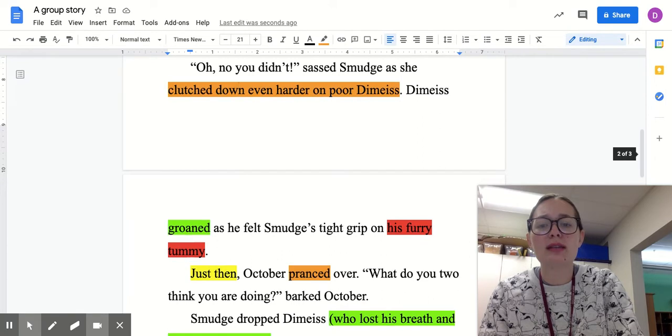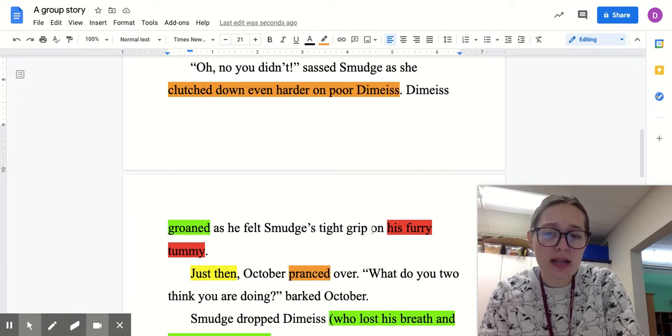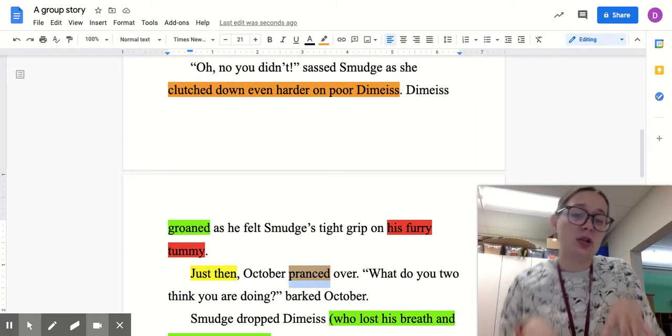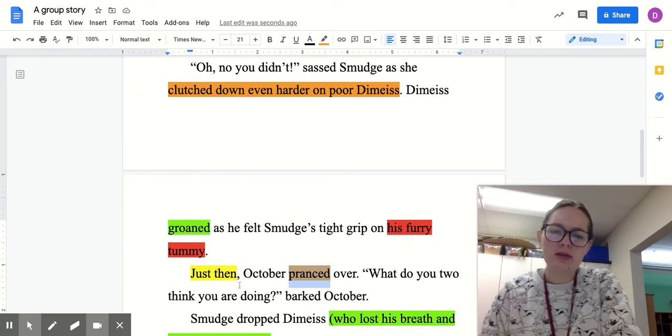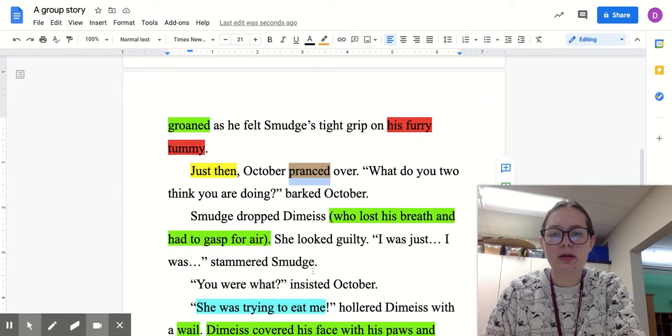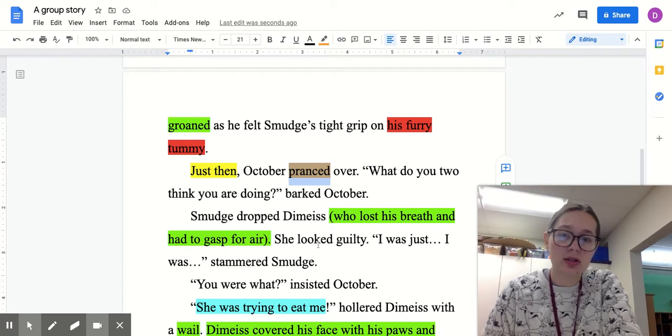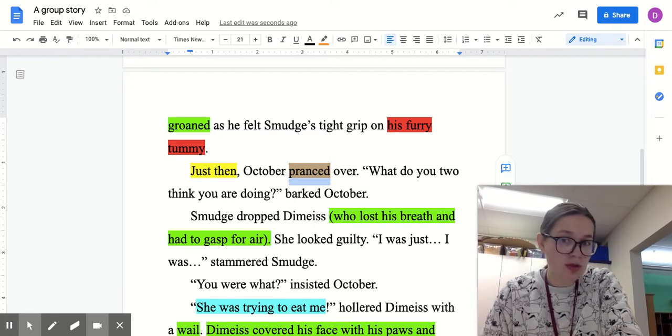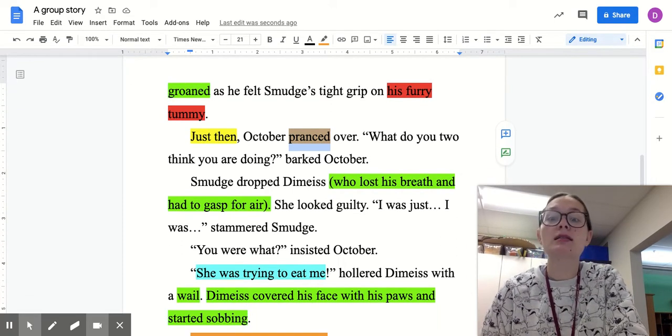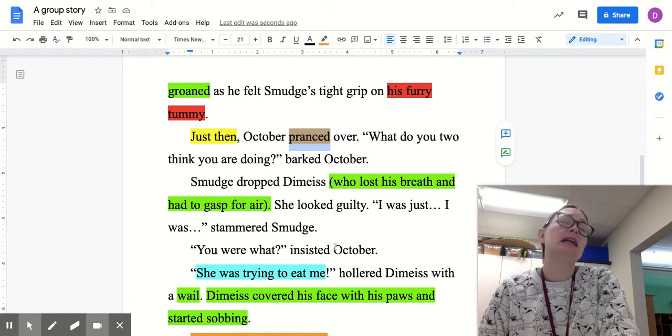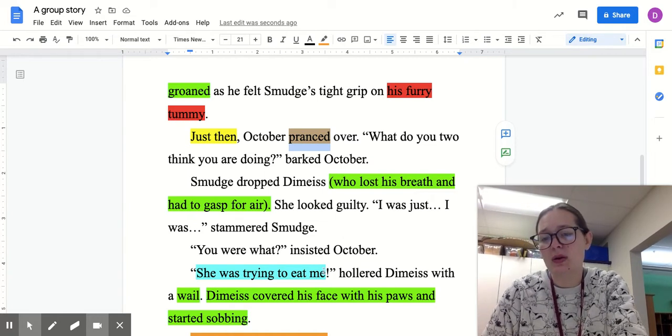"Dimus groaned as he felt Smudge's tight grip on his furry tummy. Just then October pranced over." Pranced is a verb. I could change that if I didn't like to see October prancing. I could do something else. "'What do you two think you're doing?' barked October. Smudge dropped Dimus, who lost his breath and had to gasp for air. She looked guilty. 'I was...' stammered Smudge. 'You were what?' insisted October. 'She was trying to eat me,' hollered Dimus with a wail."